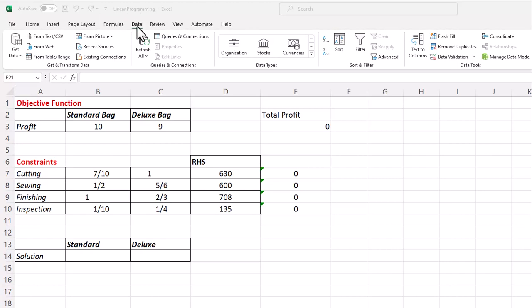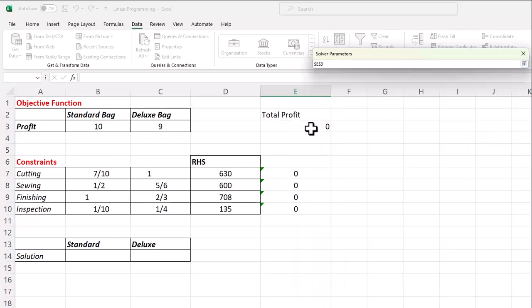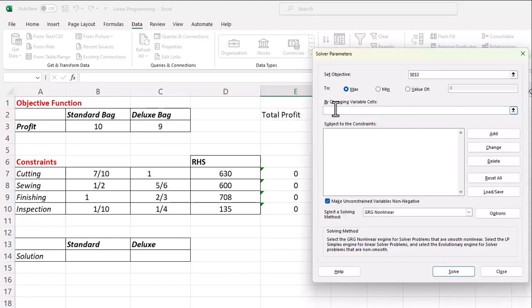The next step will be going to Data and opening Excel Solver. This type of window will appear. We will set our objective to the objective function. This is going to be only one cell, this one, and our decision variables.